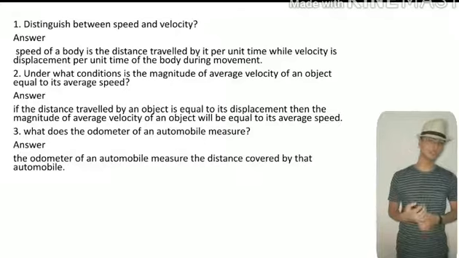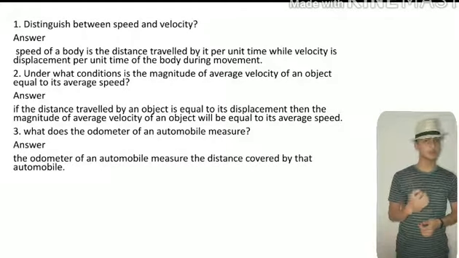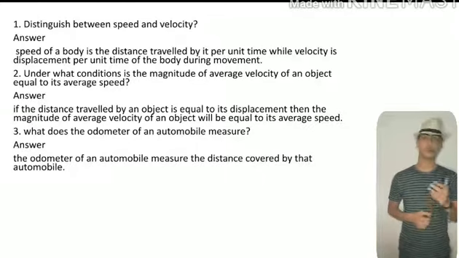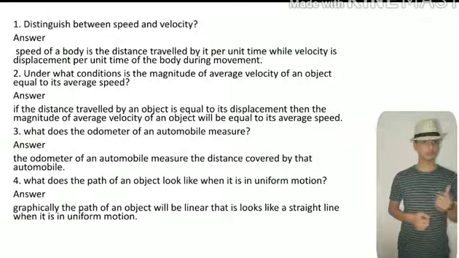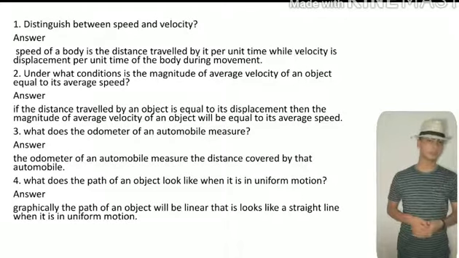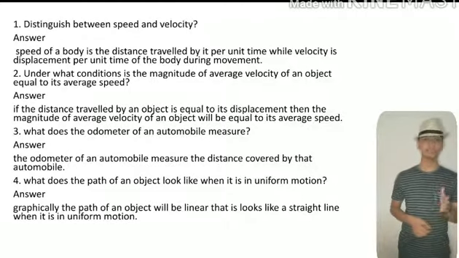Moving to the third question: what does the odometer in an automobile measure? So the odometer of an automobile measures the distance covered by that automobile. Moving to the fourth question: what does the path of an object look like when it is in uniform motion? So the answer is quite simple, that is, graphically the path of an object will be linear, that is, it looks like a straight line when it is in uniform motion.